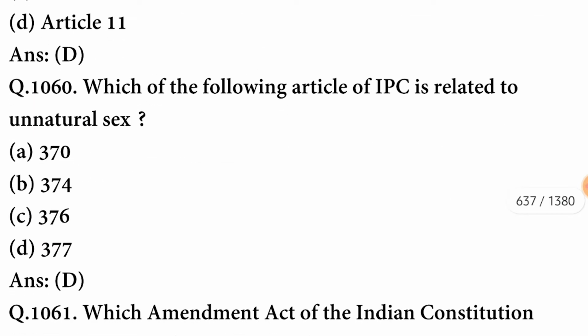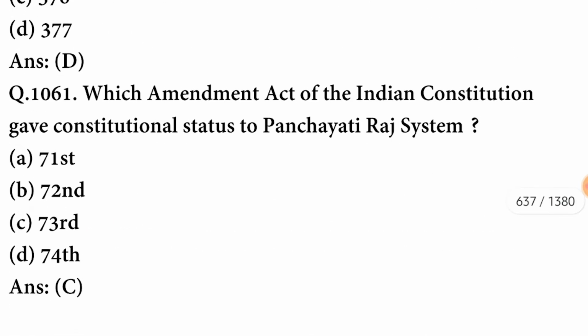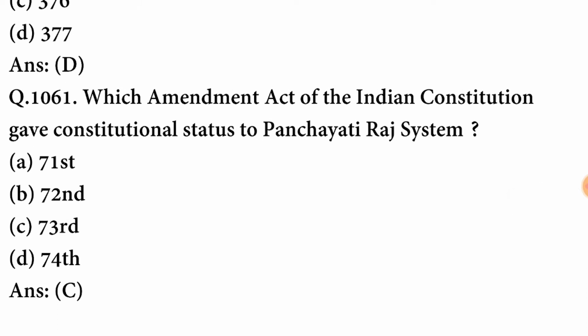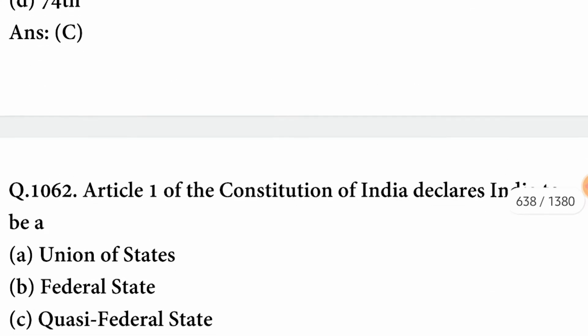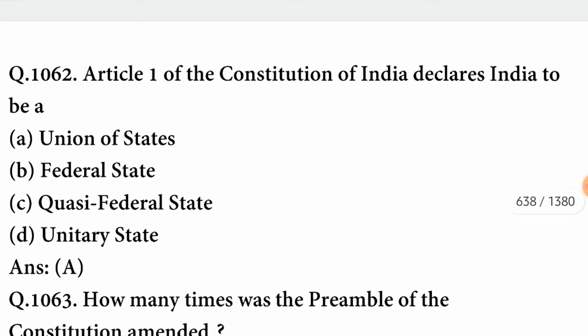Which of the following article of IPC is related to unnatural sex? The article is 377. Which amendment act of the Indian Constitution gave constitutional status to Panchayati Raj system? The amendment is 73rd Amendment. C option is correct. Article 1 of the Constitution of India declares India to be a union of states.